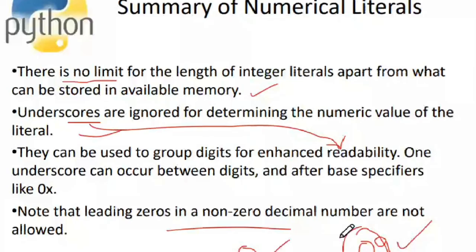That's what this line says: leading zeros in non-zero decimal numbers are not allowed. If it is a 0, you can simply give a 0. But if it is a non-zero decimal number, you cannot give a leading 0.